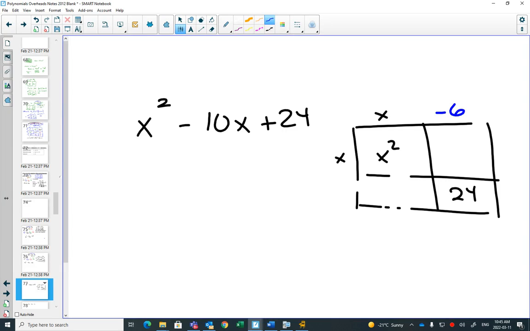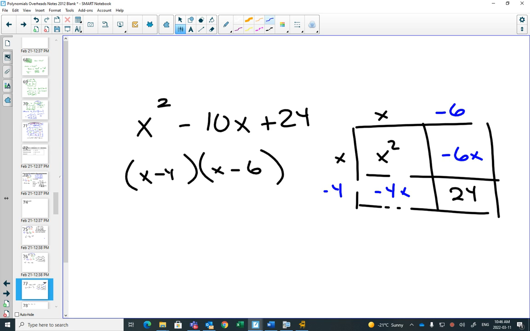Minus 6 and minus 4, this would give me minus 6x. This would give me minus 4x. It still gives me plus 24. X minus 4, x minus 6. Do you have the answer for this one?